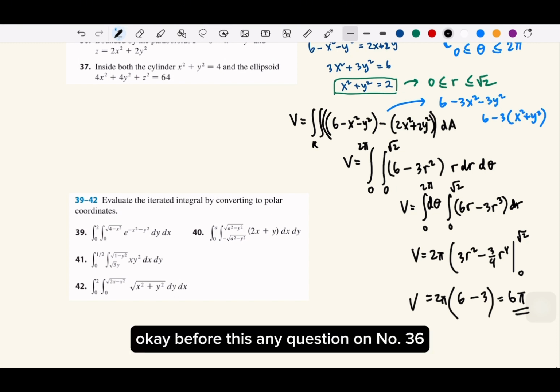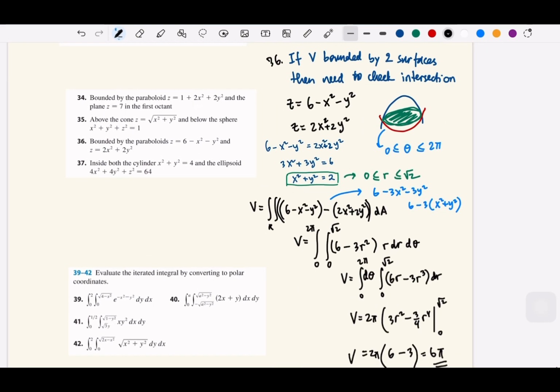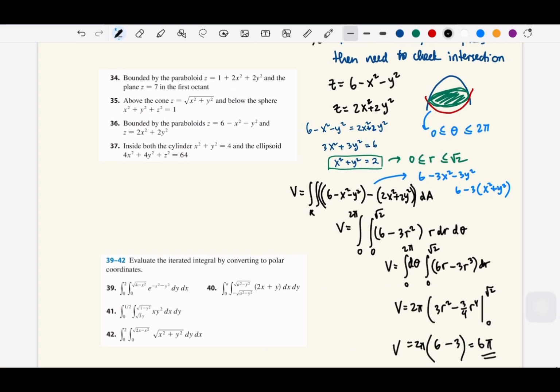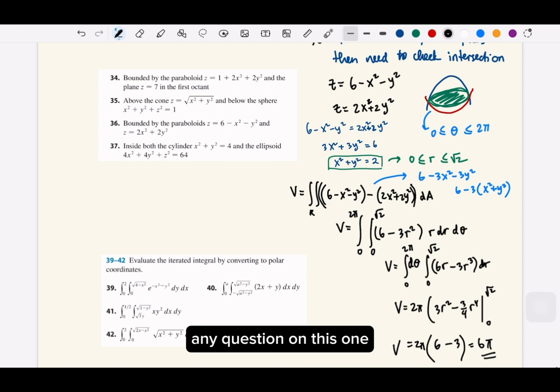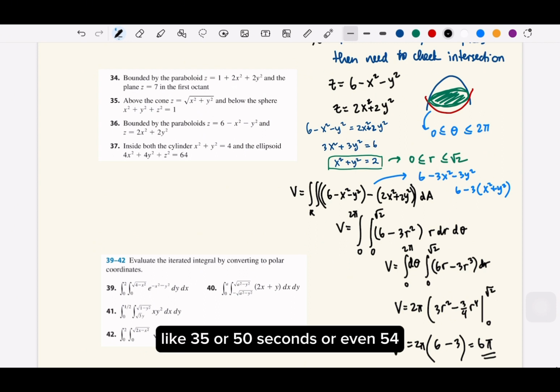Okay, before this, any question on number 36? Any question on this one? It's actually quite complex. You can try another one like 35 or 37, or even 34.